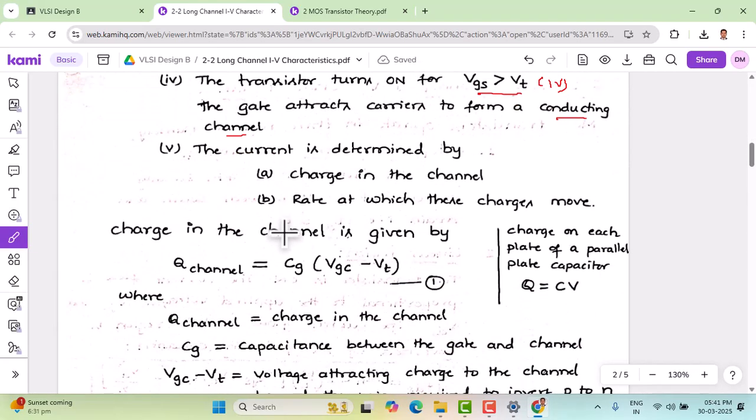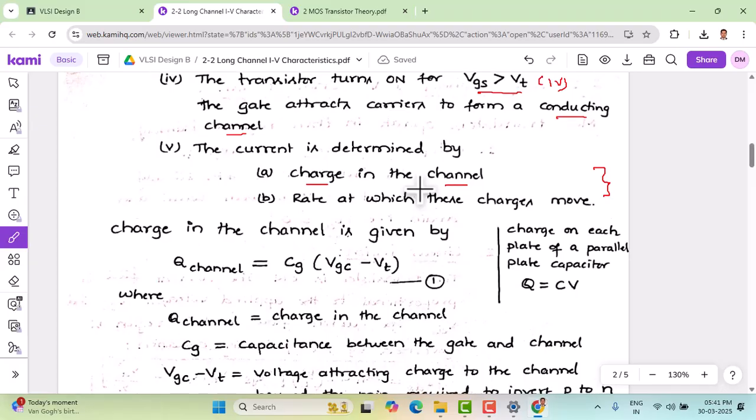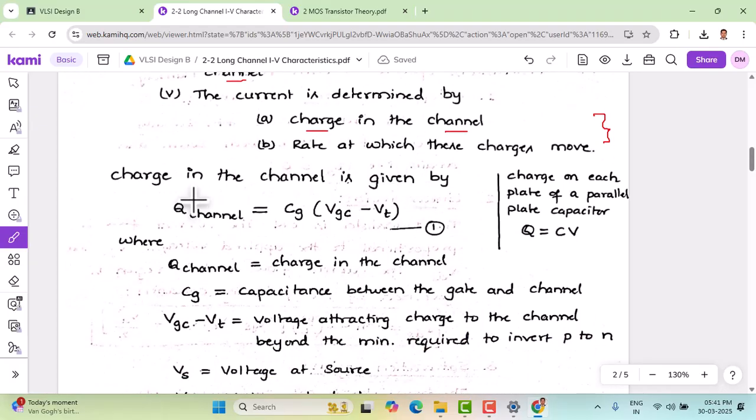The fifth assumption is that the current flow between drain and source is determined by the charge in the channel, the quantity or amount of charge in the channel, and the rate at which the charges move between source and drain. These are the two things most essential in order to calculate the drain to source current. So let us work out one by one here. How do we find the charge in the channel? The charge in the channel is given by the equation. This is a standard equation we use here.